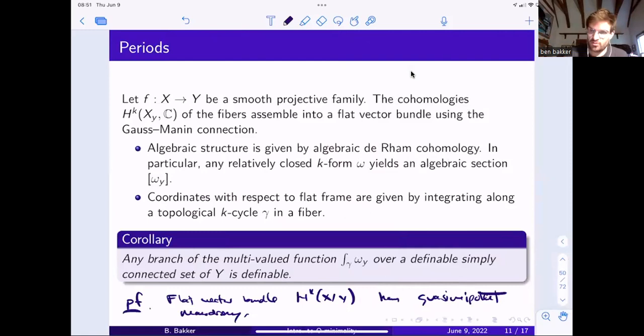Okay. So all period integrals are definable, appropriately interpreted. And the only way to actually make sense of that is I take some relatively closed algebraic k-form in the total space of my family, and I integrate it along some topological cycle. That gives me a multi-valued function because the topological cycle has some monodromy. So if I take some branch of that multi-valued function over a simply connected definable subset of Y, then I get a definable function.